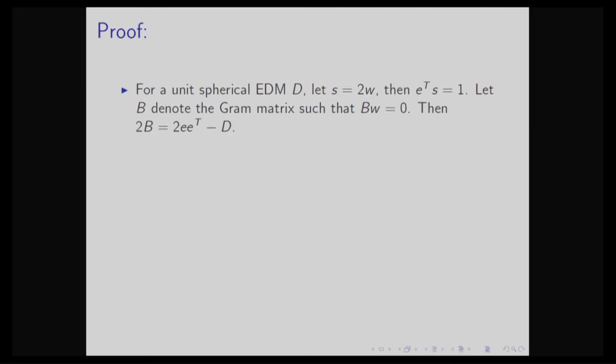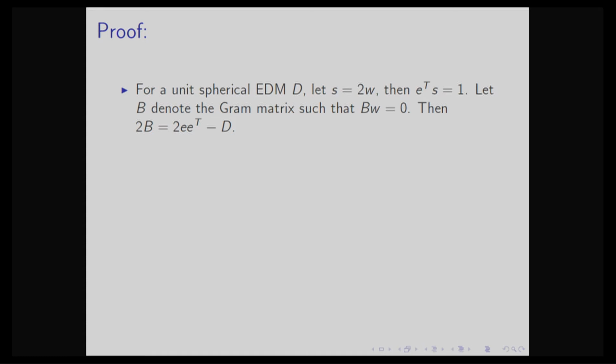Okay, so for a unit spherical EDM, we know the EDM is spherical and has radius 1. Let S equal 2W. So that's what I told you before. Then E transpose S is equal to 1. Let B be the Gram matrix satisfying BW equal to 0.